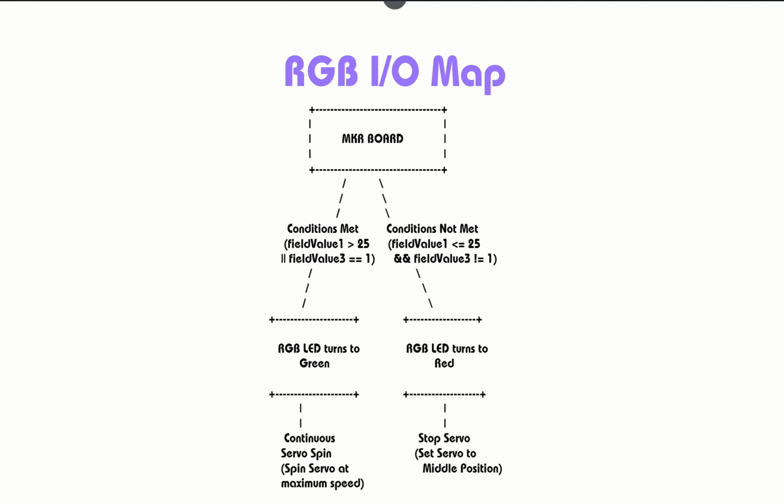As you can see in the RGB I/O map, when the conditions are met, like I said earlier, if the temperature is above 25 degrees or when the user decides to turn on the fan, the LED will turn green as the servo will spin. However, when the servo stops, the LED will turn red to show that the servo is not moving anymore.